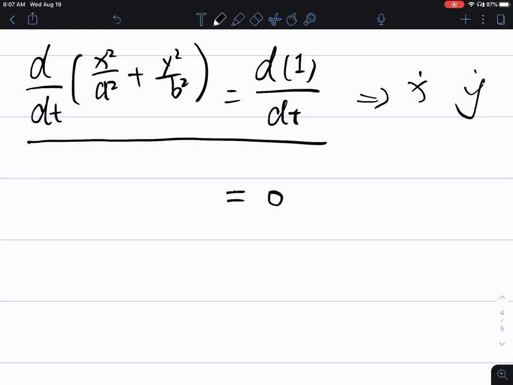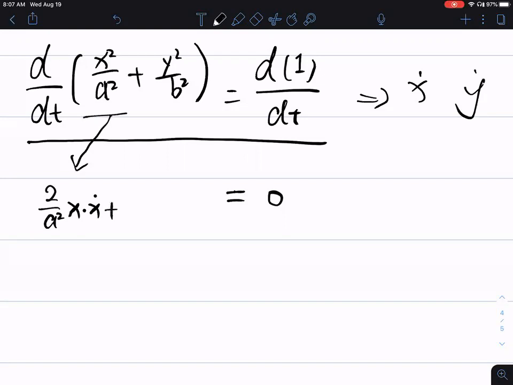The right-hand side is 0, but on the left-hand side, you consider x, it's a variable of time as well. So when you take the derivative of x squared over a squared, you need to consider that power. That'll give you 2 over a squared times x, since x is a function of time, and then times x dot. That's just for the first term here.